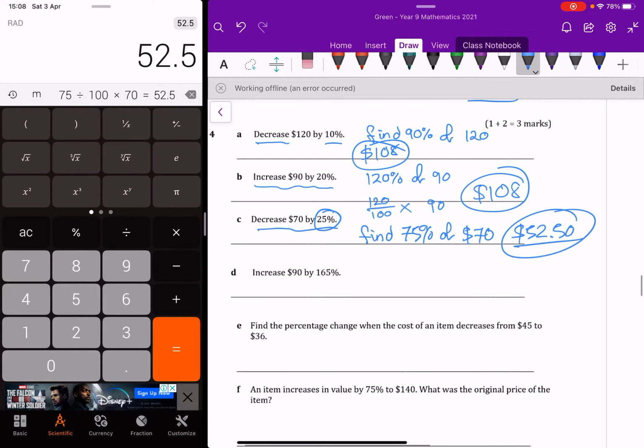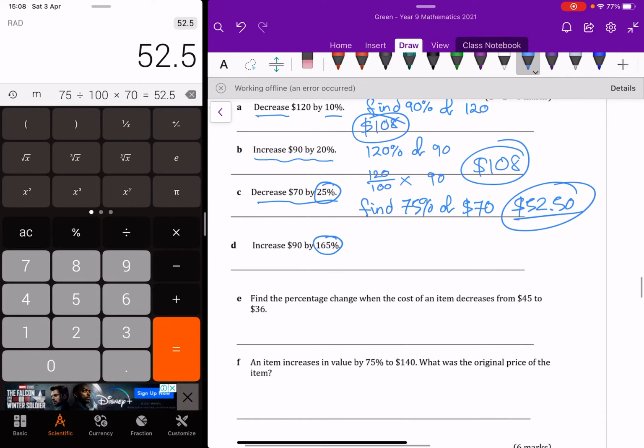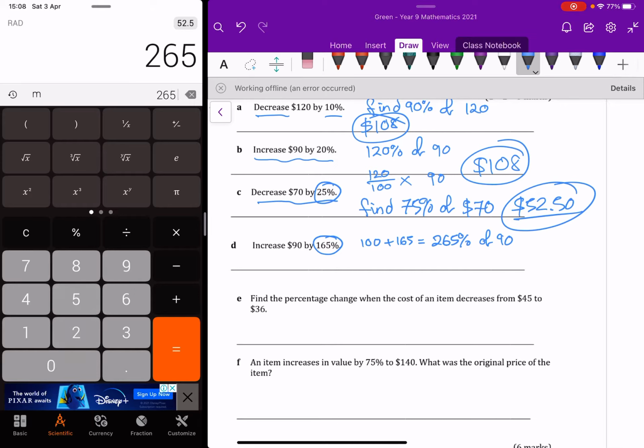And then increase 90 by 165%. So I'm going to start with my original 100%, and I'm adding another 165%. So in total, I'm trying to find 265% of 90. All right, so I do 265 divided by 100 times 90. $238.50. A lot of people there were just adding 65%. They didn't like that 165%.